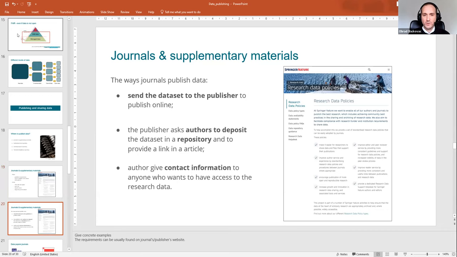What are the ways to publish data in journals? You can send data sets to the publisher and they will be published online. Publishers can also provide a repository list for authors to publish their data there and provide the link. Authors can also give contact information, especially for sensitive data, so that it can be requested only upon contact.